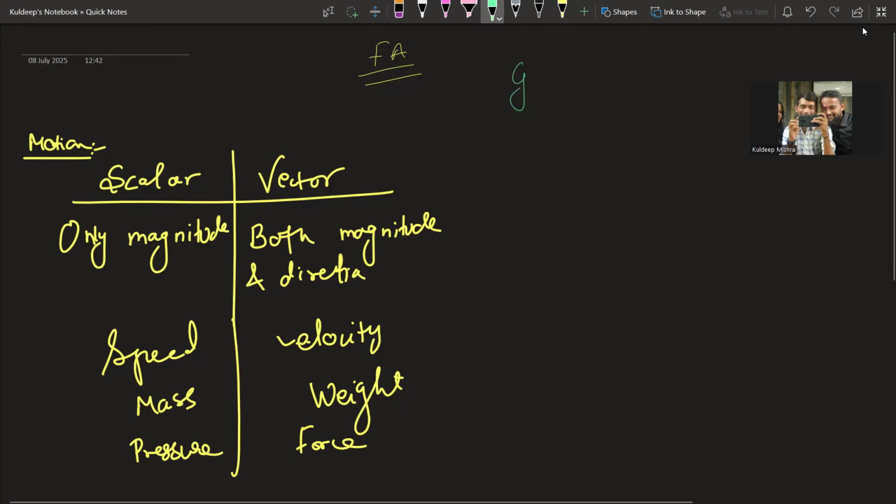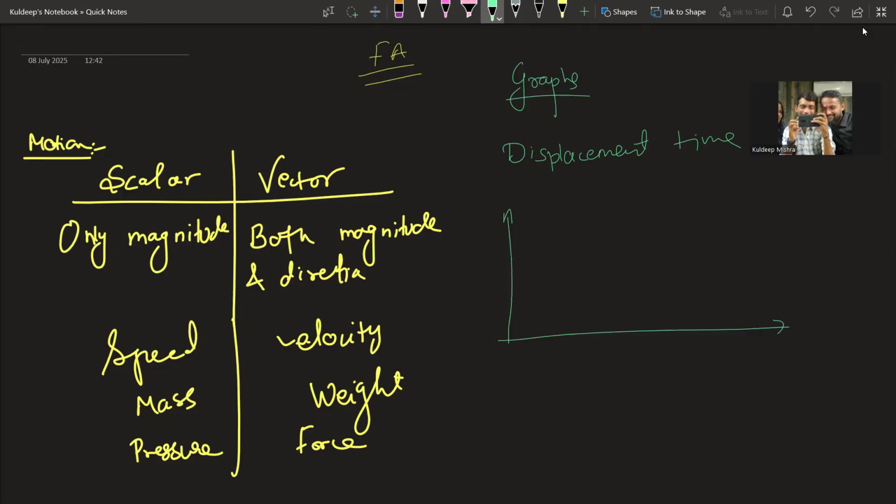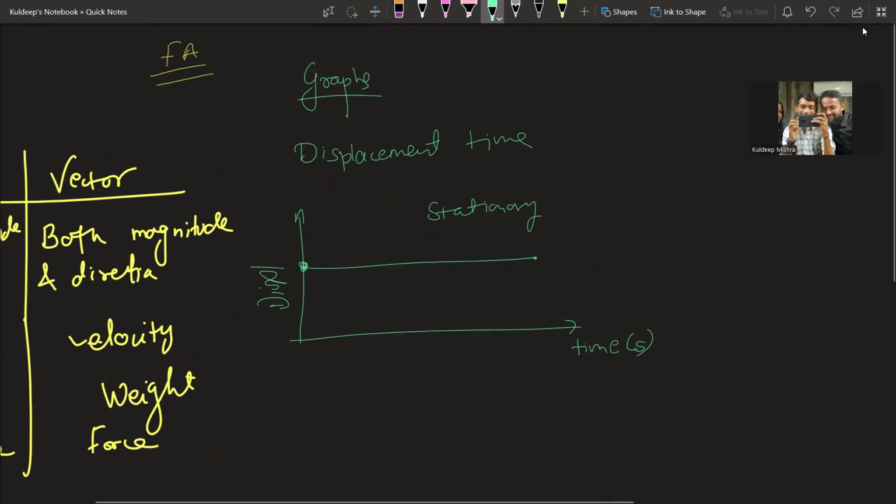In graphs, whenever we talk about graphs, if it's a displacement time graph, and if it looks like this, time will always be on the x-axis because it is independent variable. If a displacement time graph looks like this, then it means the body is stationary.